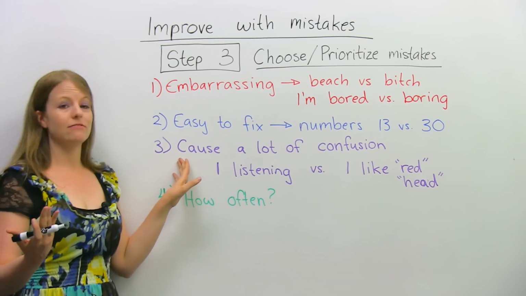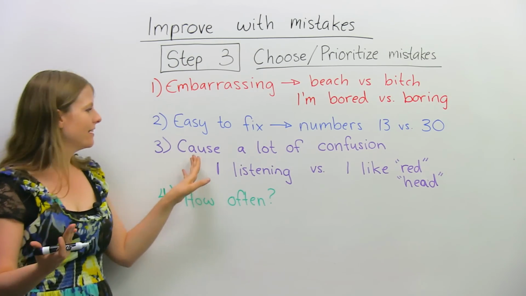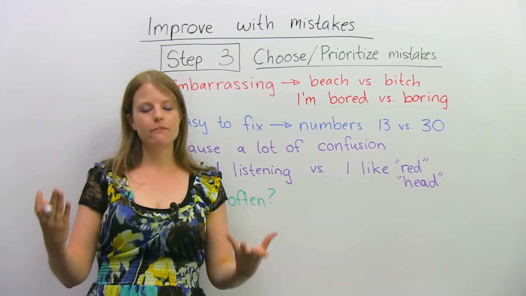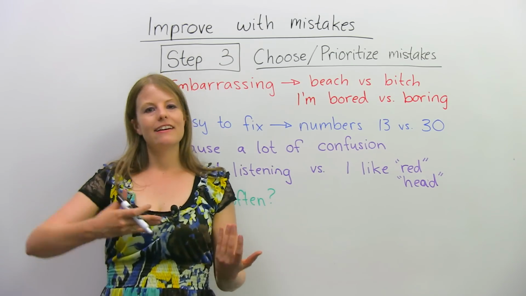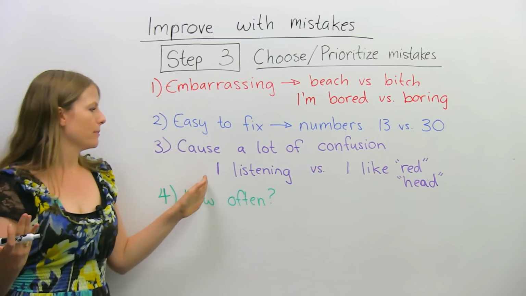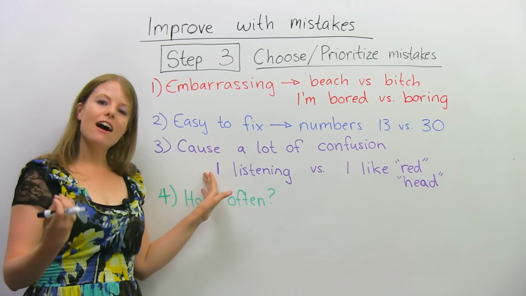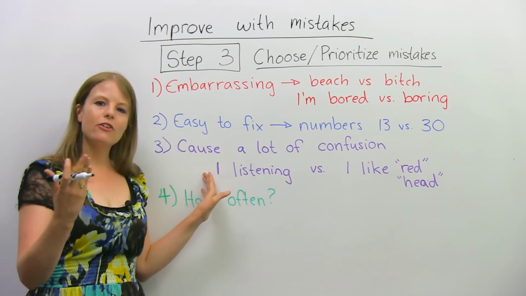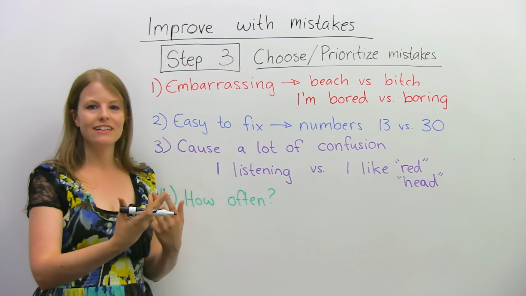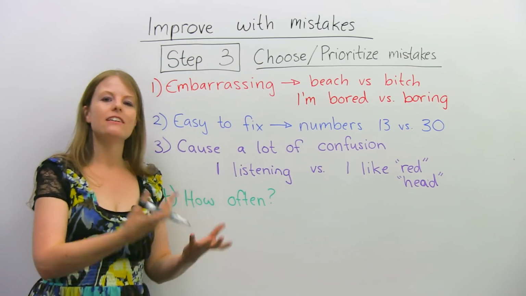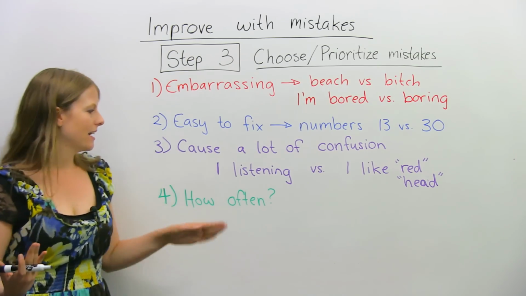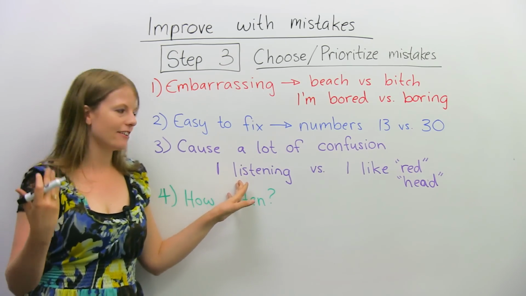Another thing that you can also prioritize or focus on is mistakes that cause a lot of confusion. So you can focus on mistakes that when you speak, the other person has no idea what you're talking about, okay? So I'll give you an example. If you say to somebody, I listening, even though you made a grammar mistake, they understand what you said. There's no communication issues. They understand you. Yes, you made a grammar mistake, but they understand your meaning. So that's okay. These are the mistakes you can correct a bit later.